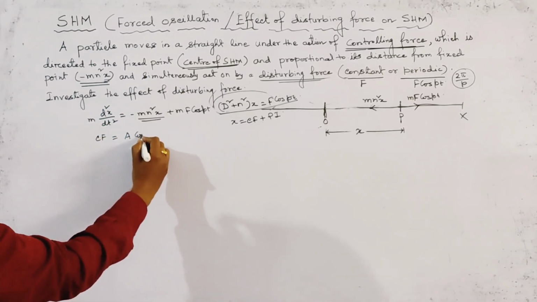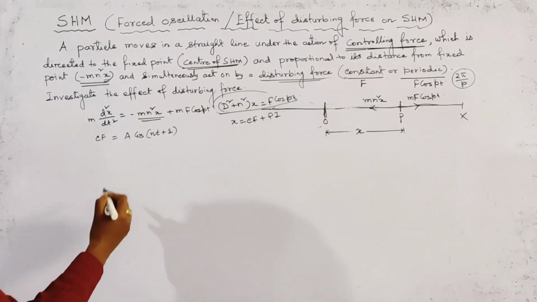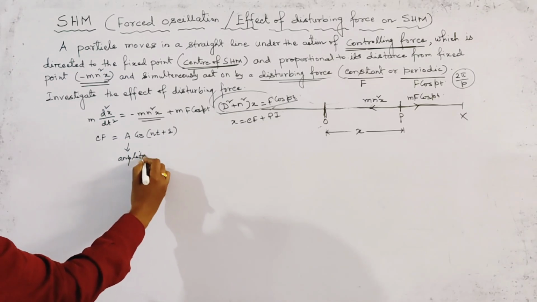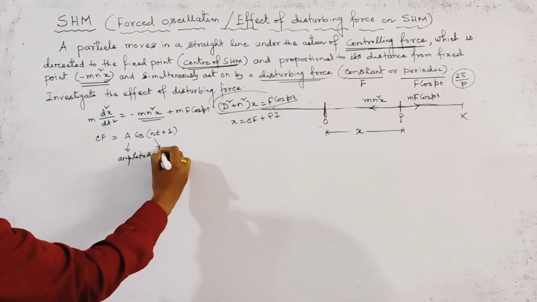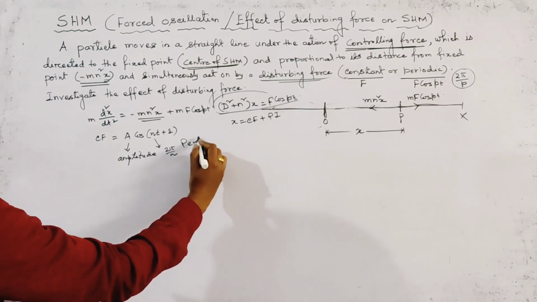This is a cos(nt + epsilon). Here also this is the amplitude, and this is 2 pi by n. This is the periodic time.